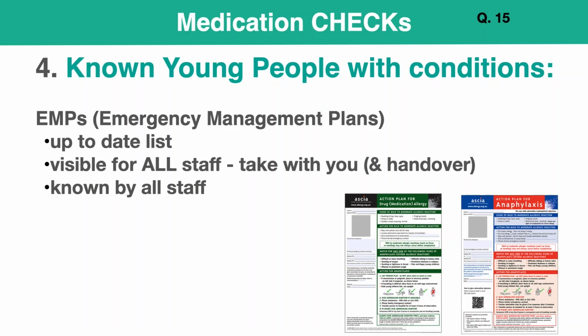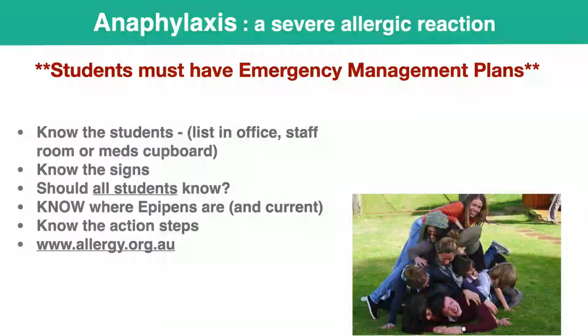These students' names should be visible for all staff, preferably with photographs, and taken with you whenever you go away from the residence or that student goes away, so that they become known to all staff. And if something happens, every staff member immediately knows what the plan is for that student. So think about when you did your last first aid refresher, and did you go through some training in how to use an EpiPen? If a student's having a severe allergic reaction, those students need to have a management plan.